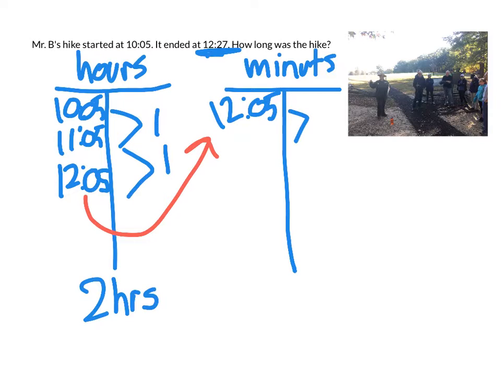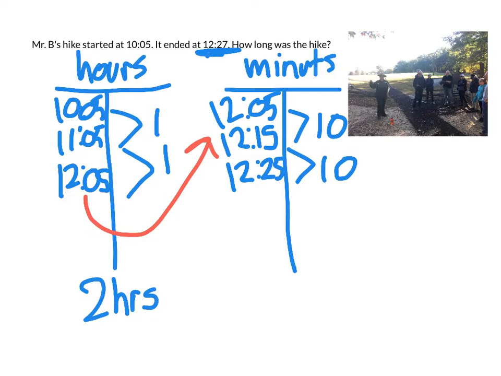So if I jump 10 minutes, that will give me 12:15. Then I'll jump another 10 minutes, and that will give me 12:25. And I can't jump 10 minutes. I can't even jump 5 minutes. So I'll jump just 2 minutes. That will give me 12:27, which is my end time.